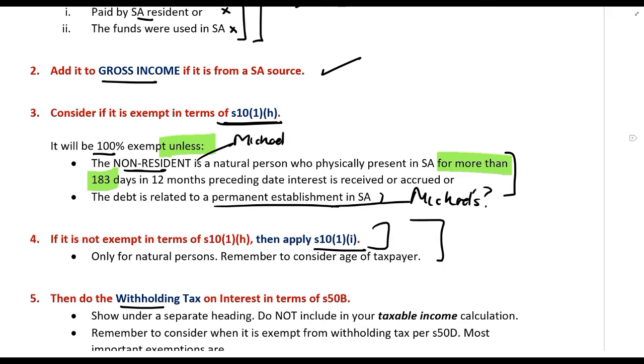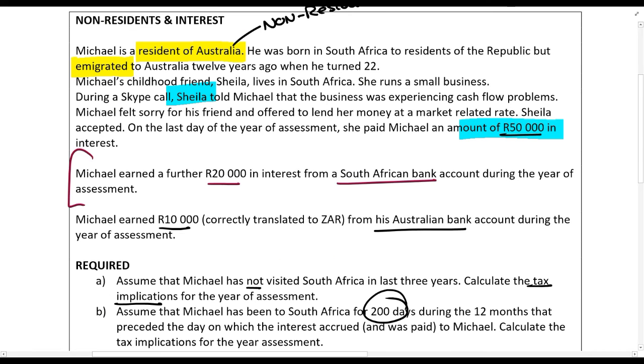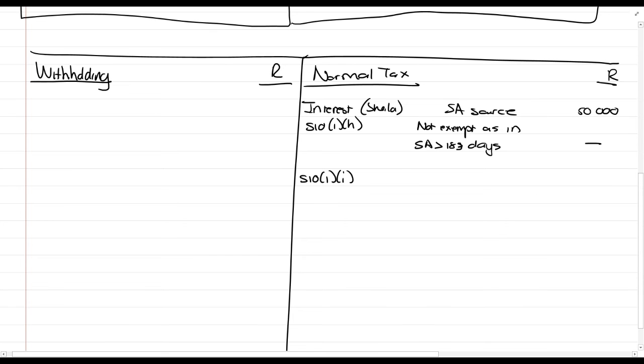They tell you in the question that 12 years ago he was 22, so he is now what? 34 years old now. So younger than 65. So this is limited to 23,800. Remember, you must always clearly state your limit. So 23,800 rands. Let's then do the withholding tax, guys.